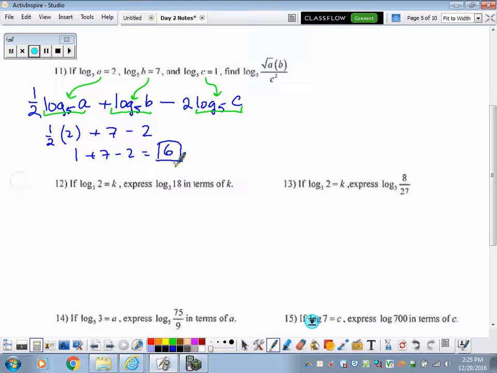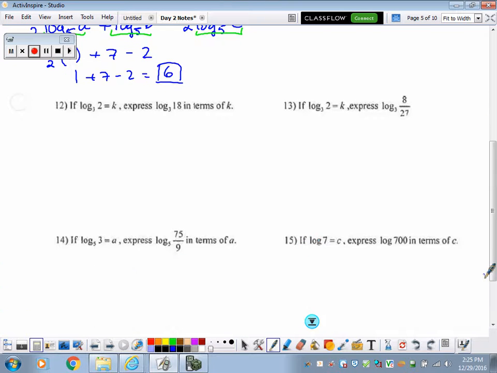What else can they do? Numbers 12 and 13. Again, we're going to use primes to simplify our numbers and then do substitution. This time we have log base 3 of 2 is equal to k. Express log base 3 of 18 in terms of k. 18 we know is 6 times 3. 6 is not prime, so it's 2 times 3 times 3. That makes sense. 9 times 2, 3 squared.